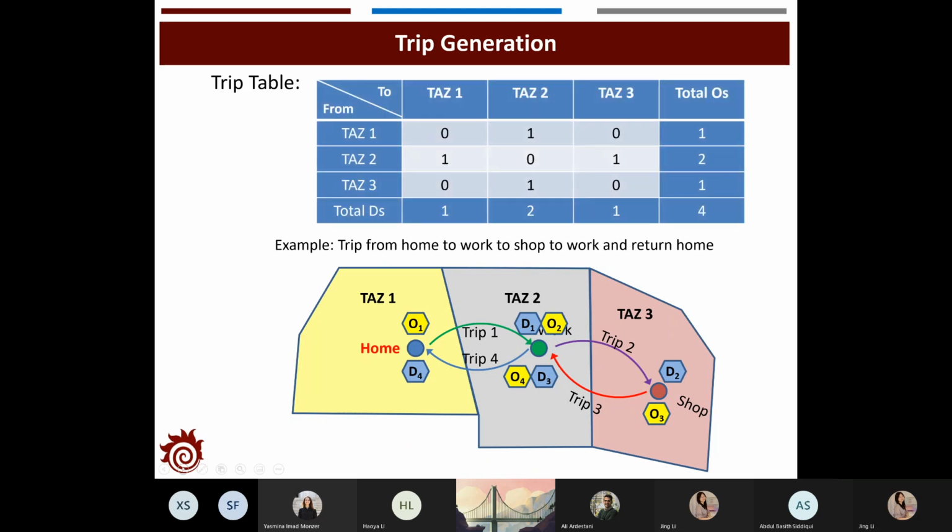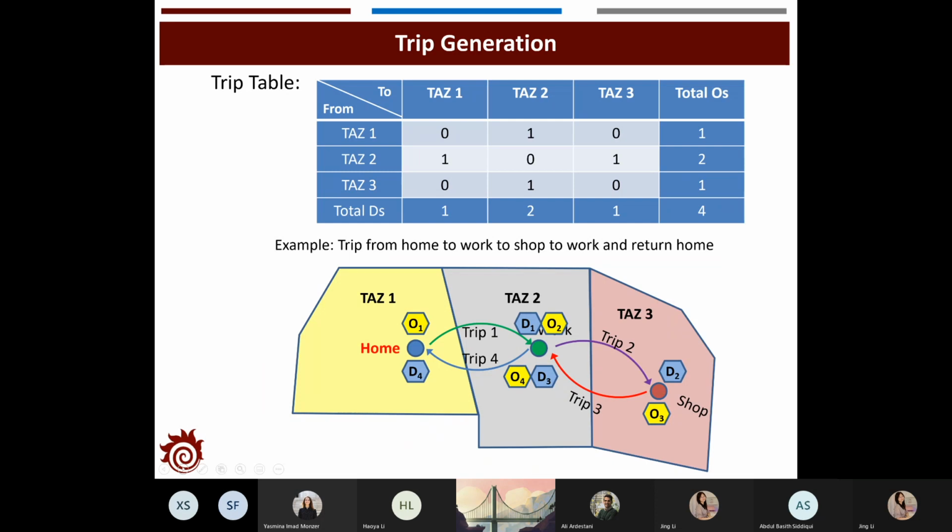So in this case, we have 3 zones: zone 1, 2, and 3. And the trip table will identify how many of the trips departed from one zone to another zone, which indicates that for this specific case, we have a 3 by 3 matrix to determine the number of the trips for each origin and each destination.